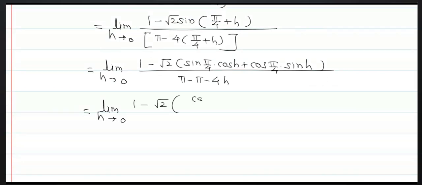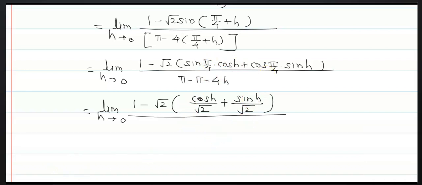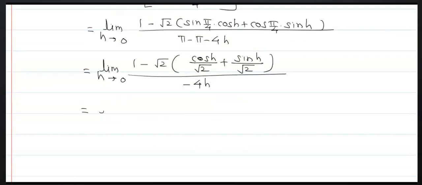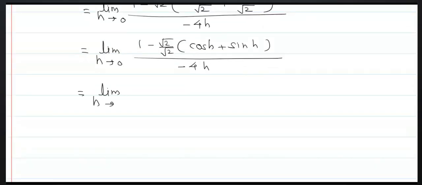Therefore, limit h tends to 0. And substitute the value of sin of pi by 4 is 1 upon root 2. Cos of pi by 4 is 1 by root 2. Take 1 by root 2 as common. Then in bracket you will get cos of h plus sin h. Root 2 gets cancelled. And this is a very interesting limit.